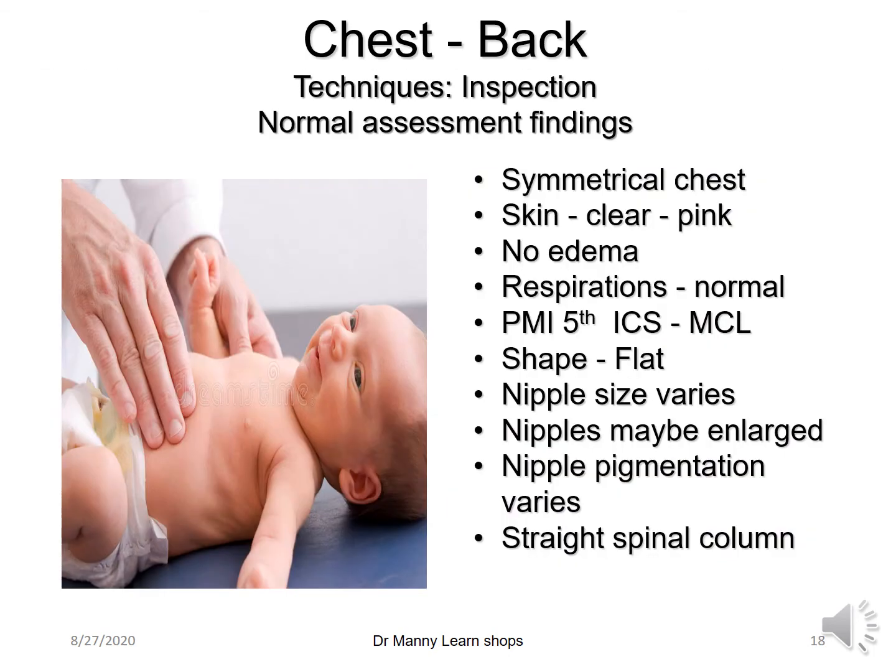When we look at the chest and back, the technique we're employing is inspection. So what do you see? Typically, you've got a symmetrical chest. The skin is clear, pink, or the colour appropriate according to their race. There's typically no edema in the skin, respirations are normal. The point of maximal impact, where the apical beat is located, is in the fifth intercostal space in the mid-clavicular line. The shape of the chest is typically flat, unless there is increased tissue, because the infant or child could be overweight, or they may be prepubescent.